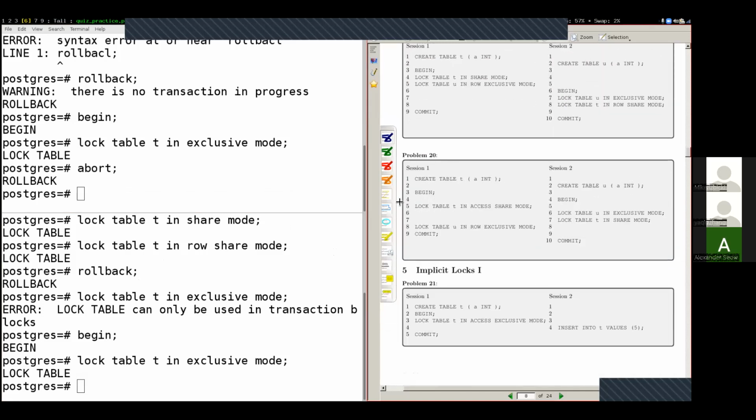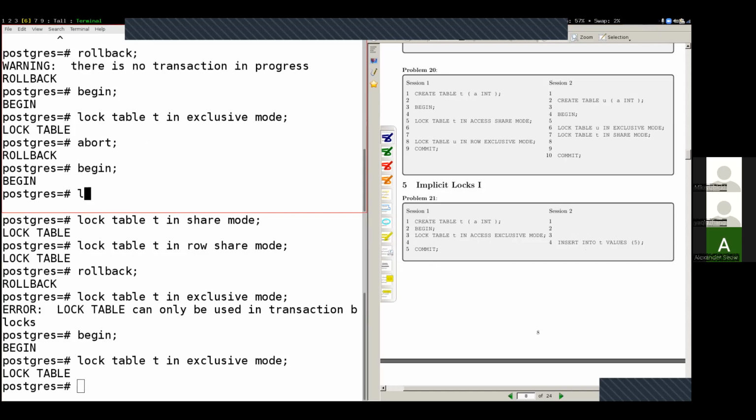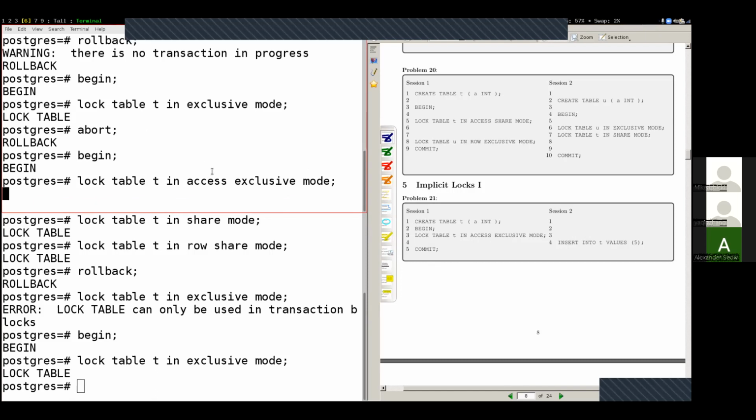The reason for caring about the explicit locks is so that when we get to problem 21 down here, with these implicit locks, we know how things are going to interact with each other. In this first section on implicit locks, problem 21, we are acquiring an explicit lock over here, and we're going to see how that relates to an implicit lock on the right-hand side. I'm not even going to rerun the create table command. I'll just make sure that we're in a new transaction here. So let's do begin on the left-hand side, and then lock table T in access exclusive mode like this. Oops, and then still in a transaction over here.